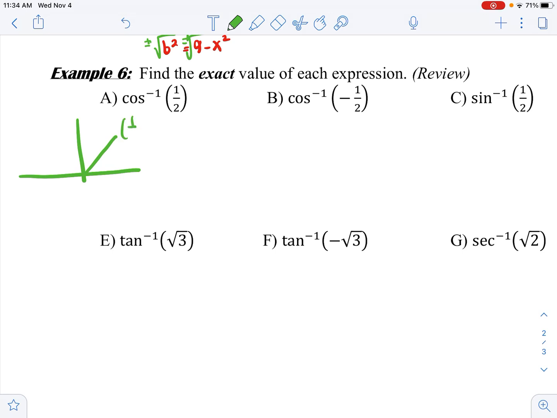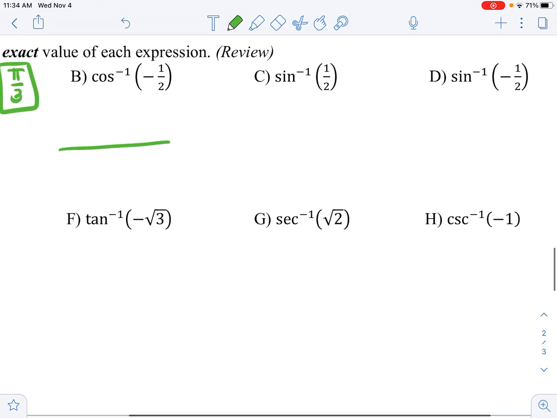All right, cosine inverse, which 2 quadrants is it defined in? 1 and 2. Where is it positive? First. Cosine is your x value. So what is this angle right here? It's pi over 3.